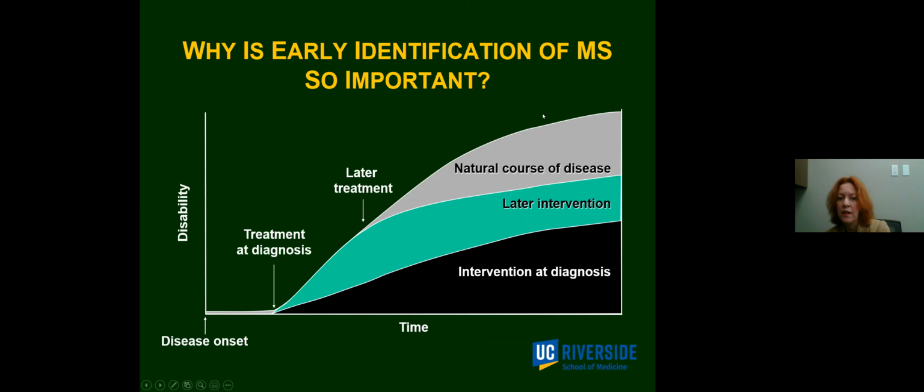So why is it so important to identify MS early? The reason is, if you treat it from the time of diagnosis, outcomes are better. It means less disability, whereas going up it's more disability. It's better to treat from diagnosis compared with treating later or not at all. This natural course of disease is like what we would see in people who got diagnosed with MS 40 or 50 years ago, and there was no treatment available. Now we do have treatments.